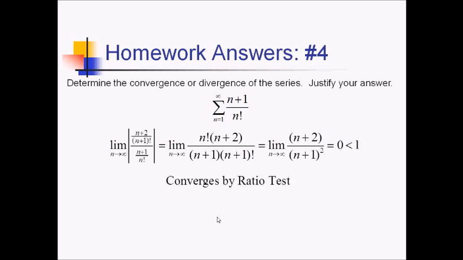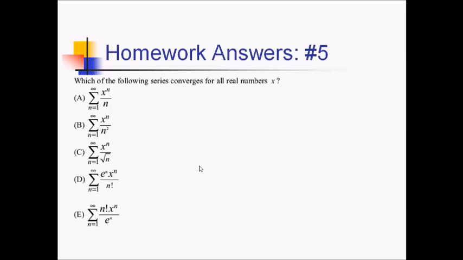the ratio test. On this problem, I want to know which series converges for all real numbers x. So it's kind of hard to prove convergence for all real numbers, but what we can do pretty quickly is prove that 4 out of 5 of these diverge for certain x values. Because if we prove one case where any of these diverges, we don't have to keep looking at that answer choice. So what's going to make these diverge?